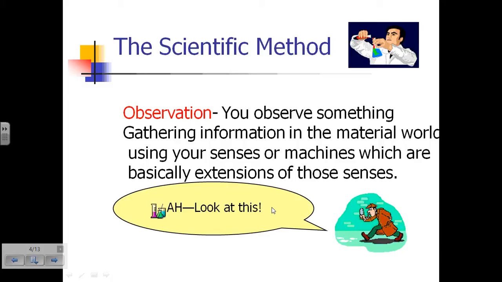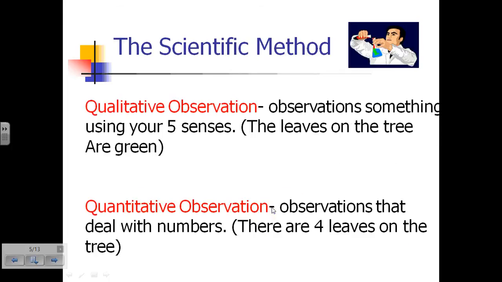You observe something, you begin gathering information in the material world, and you use your senses or machines, which are basically extensions of those senses, to gather this information. So this may include anything from noticing colors to the way something feels or smells, or the number in some cases. And we're going to talk about those types of observations. Now, there are 2 types of observations that you need to know about. They include qualitative observation and quantitative observation.